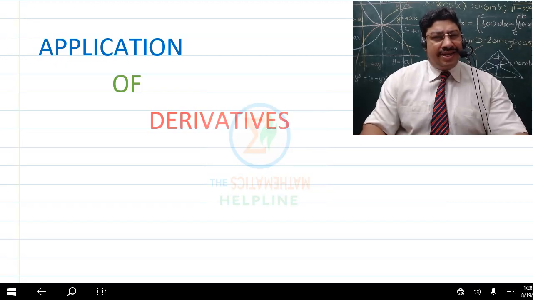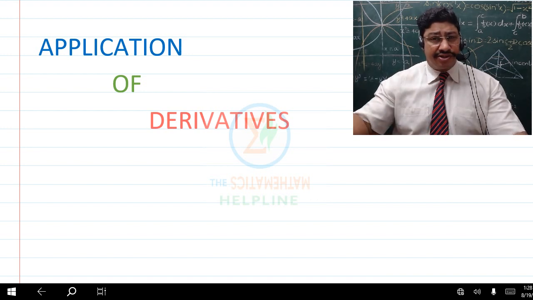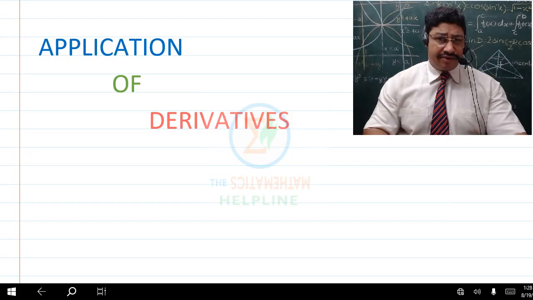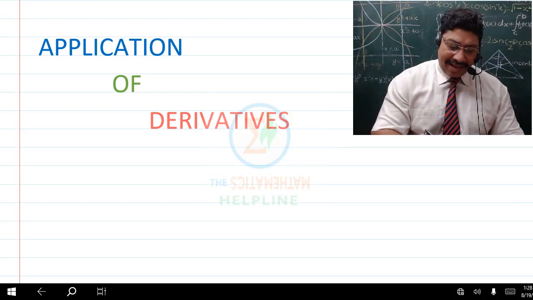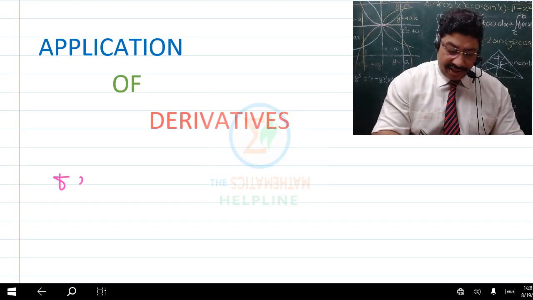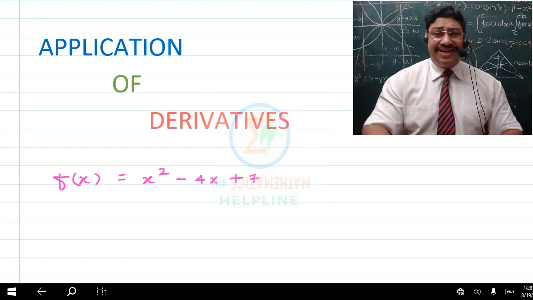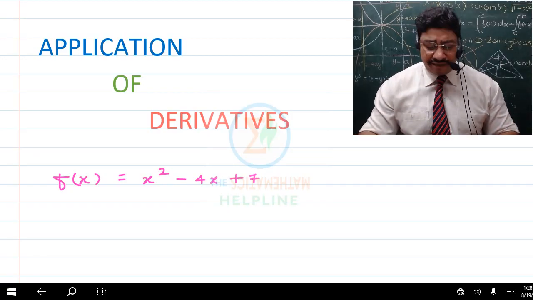So here, in application of derivatives, that means after we differentiate a function, we get an expression, right? That is known as the derivative. For that matter, if we talk about a function, let's say the function f of x is some x raised to the power 2 minus 4x plus 7. For that matter, it can be any function. It can even be a trigonometric or probably an exponential function.